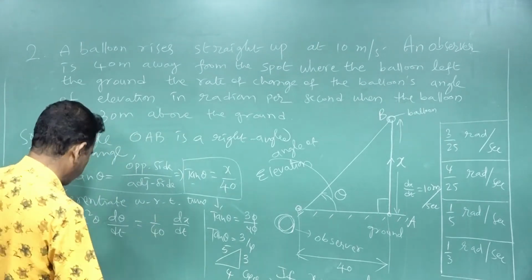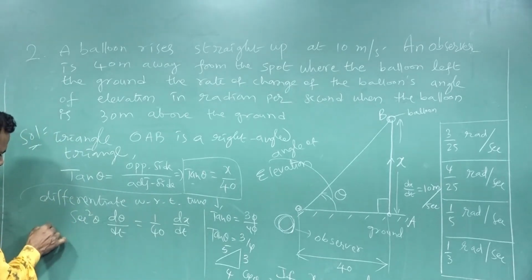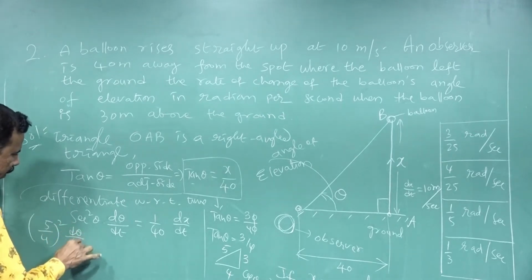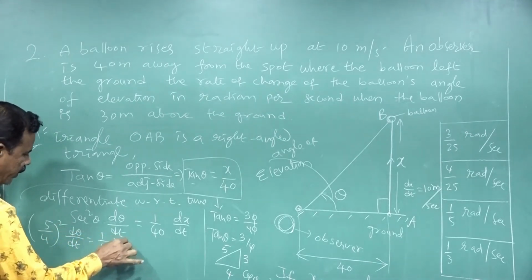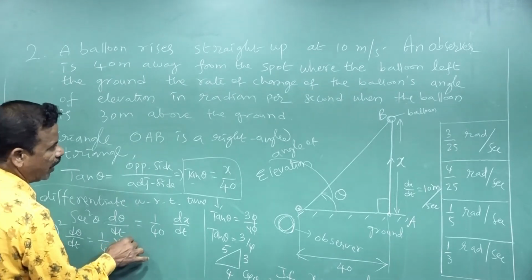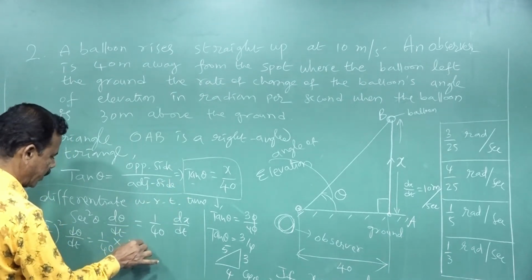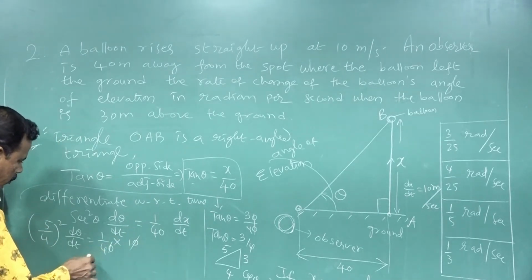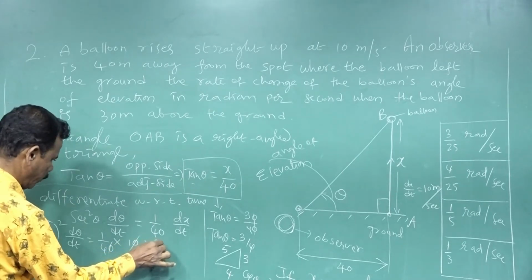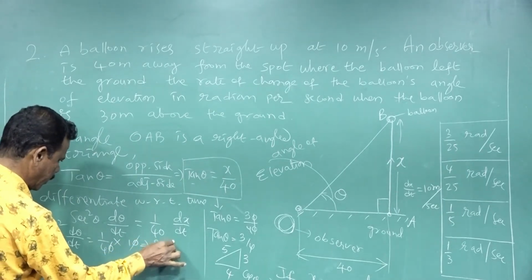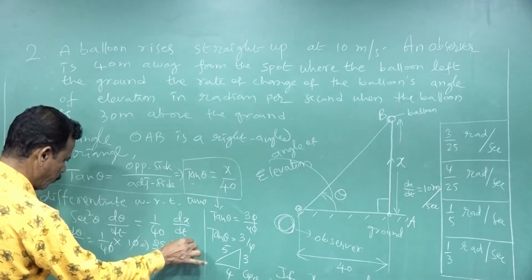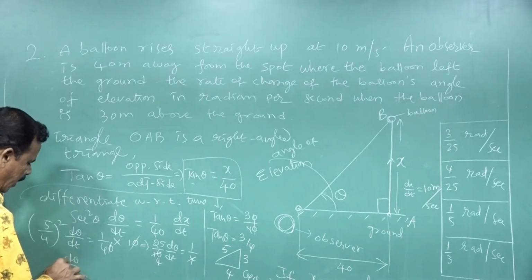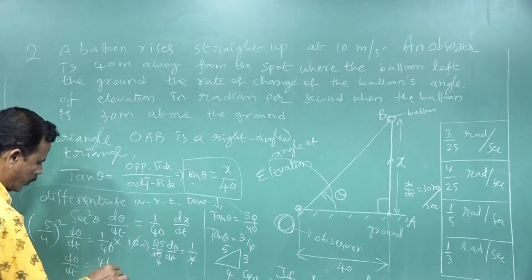Anyhow, sec theta is 5 by 4. So substitute here 5 by 4 whole square, d theta by dt is equal to 1 by 40 dx by dt. How much is given? 10 meters per second, the zeros cancel. So after this, 4 here, 25 by 16 d theta by dt is equal to 1 by 4, the 4s cancel. So d theta by dt is equal to 4 by 25.